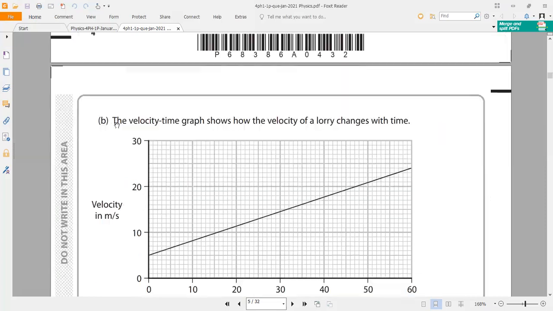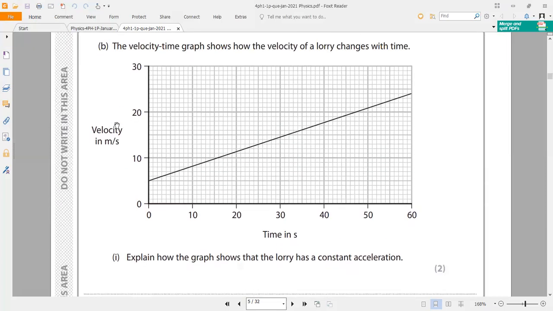Next question, which is 2B. It's a question on graph. The velocity time graph shows how the velocity of a lorry changes with time. So let's look at this quickly. Explain how the graph shows that the lorry has a constant acceleration.